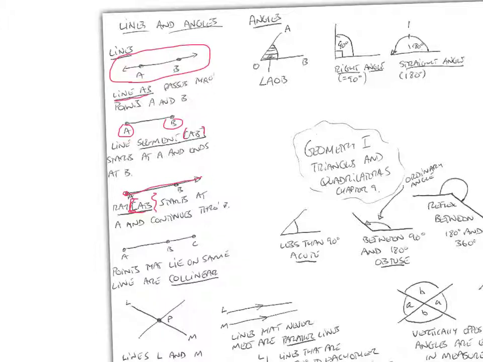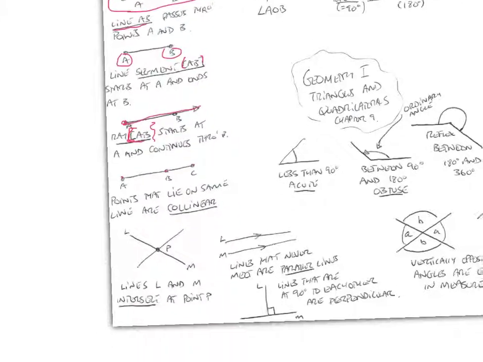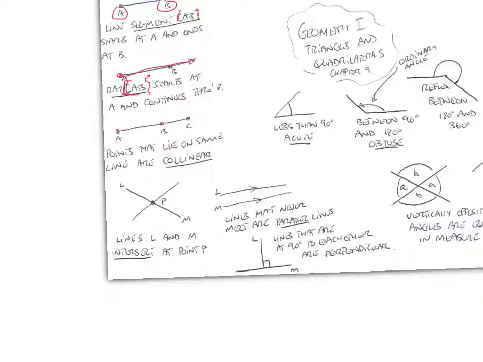The points that lie on the same line are collinear, so A, B and C are collinear points. Lines L and M intersect, that's the word there, at the point P. Also parallel lines, L and M, are lines that never meet. And the lines L and M that are at 90 degrees to each other are known to be perpendicular to each other.